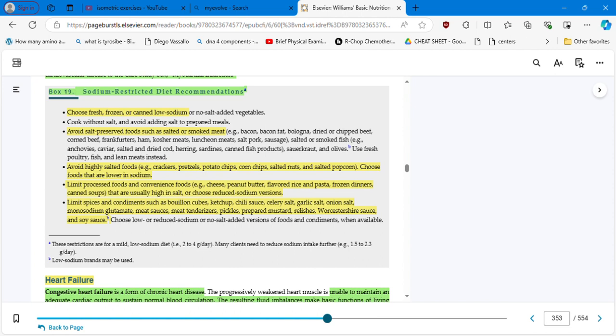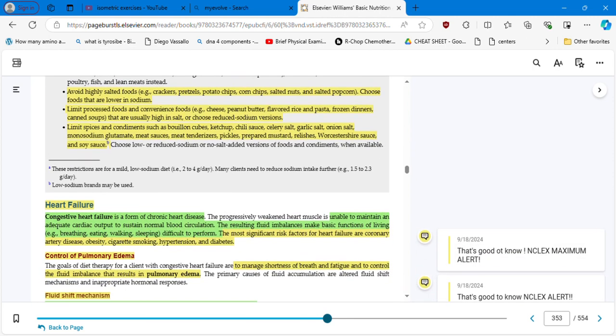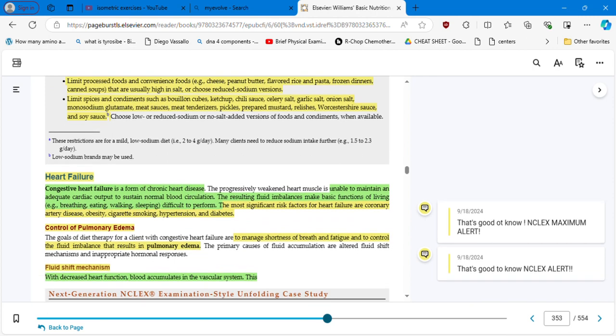Limit processed food and convenience foods like cheese, peanut butter, rice, pasta, frozen drink, canned soups, okay? Limit spices and condiments such as bouillon cubes, your ketchup, your chili sauce, celery salt, okay. And then we're going to take a break right now. We're going to stop here, and then when we come back, we are going to talk about heart failure.